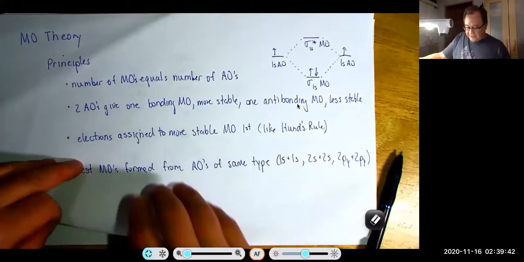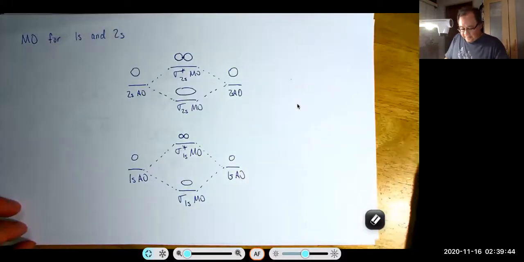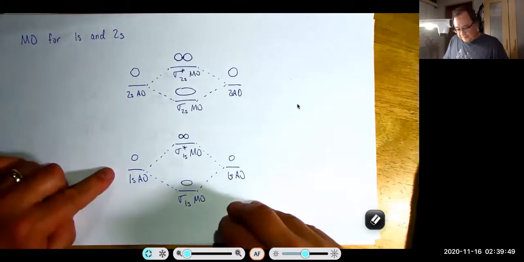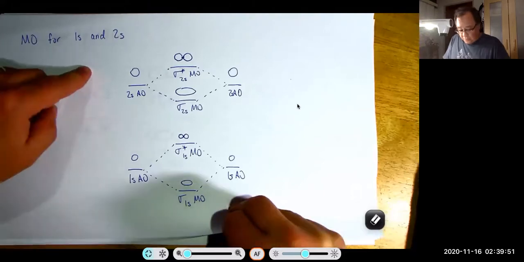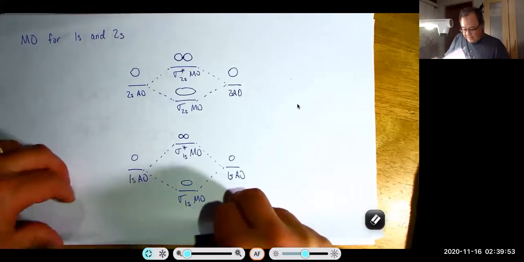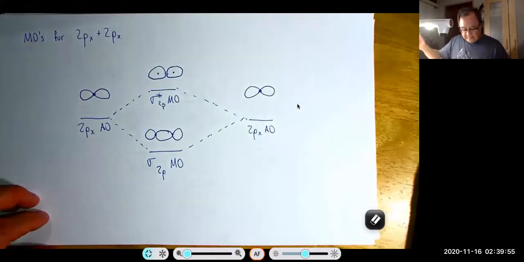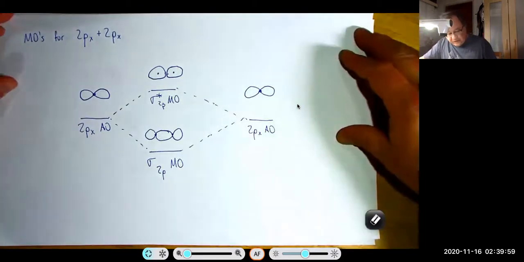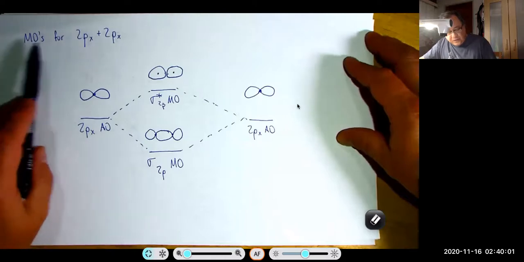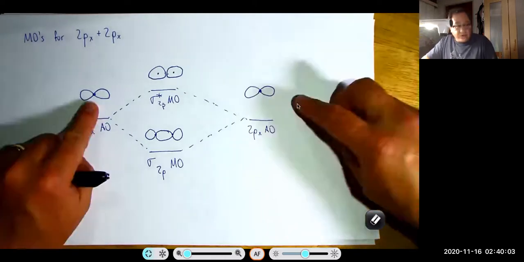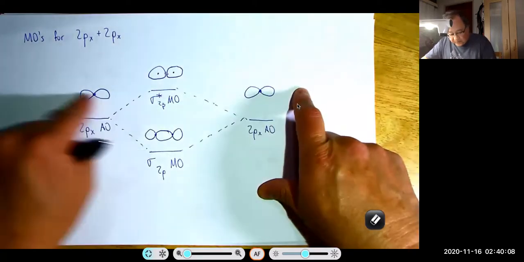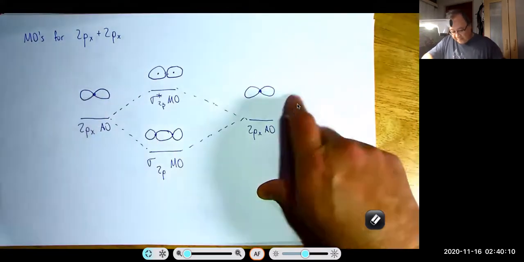Let's go past here. So these are the MOs that I showed you for lithium Li2 or boron 2. And so this slide shows how you get MOs for a 2px and a 2px. So here are the 2px's. They are horizontal as they were. Here's a bonding MO and here's the anti-bonding MO.